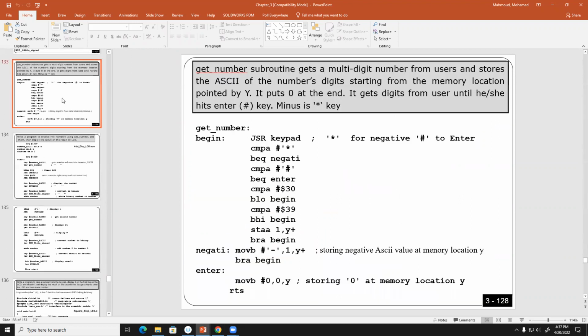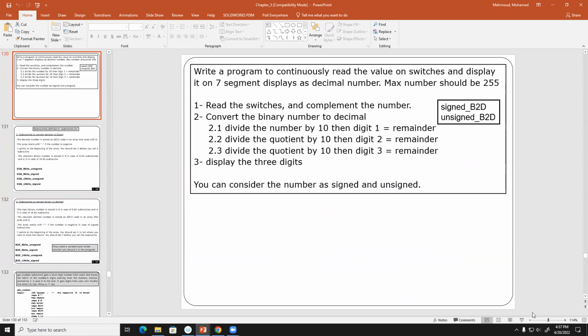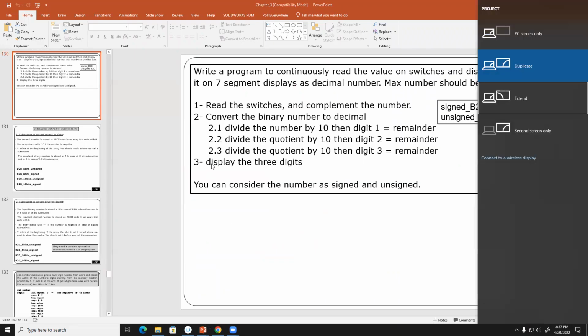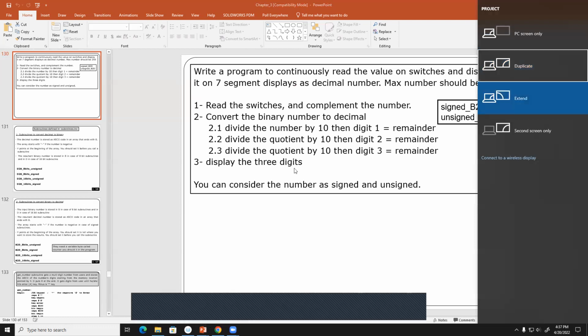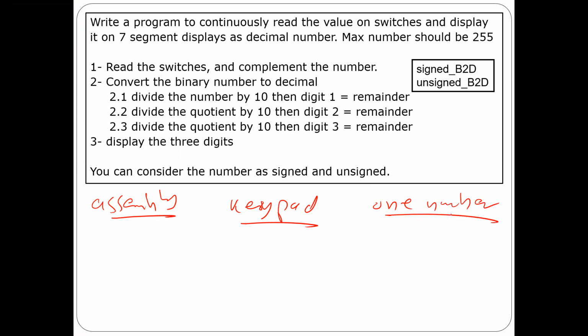So here, the first function I want to teach here is... last time I explained how you can convert. Okay, look here, guys. In assembly, we have a function. This function is called keypad. So keypad is going to give you only one keystroke, one number. Is that okay, guys?